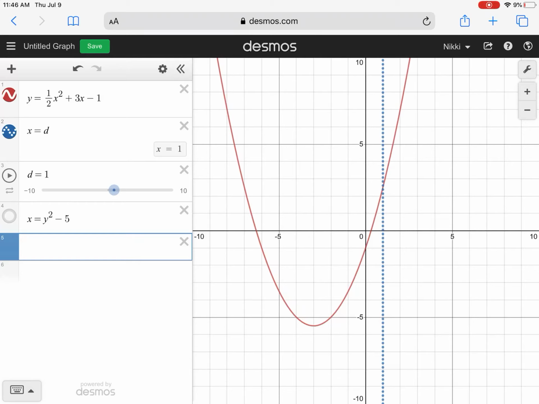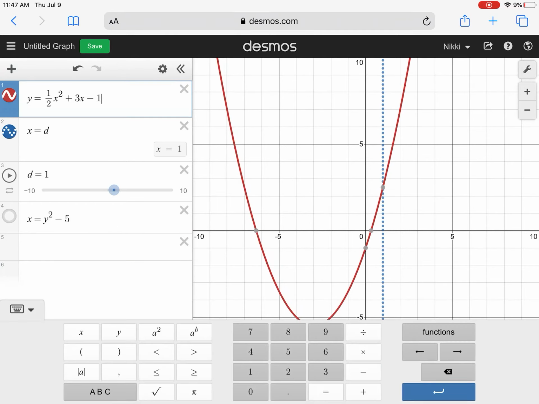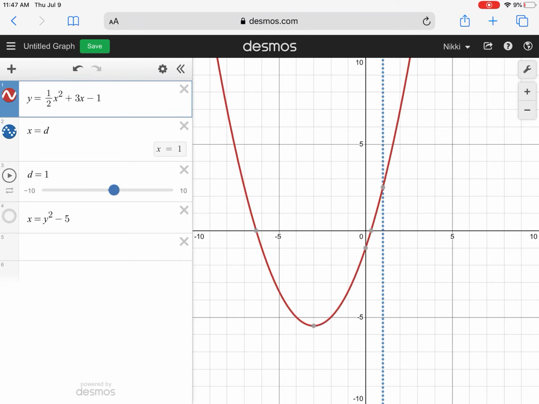When we look at a graph, remember a graph is a set of points that solve an equation. So here I have a graph of a parabola, a quadratic equation. And when we look at that graph, we can tell immediately if we have a function or not by using the vertical line test.